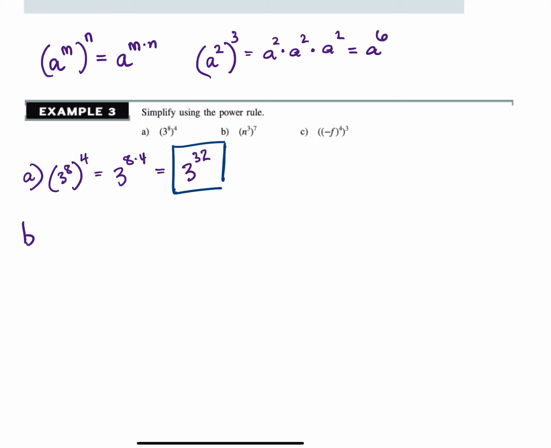Part B has us do this just with the general variable. So n cubed to the 7th power. This will simplify to n to the power of 3 times 7. So n to the 21st power.